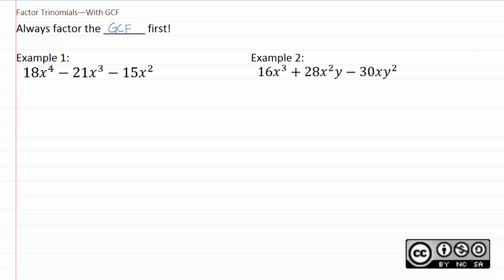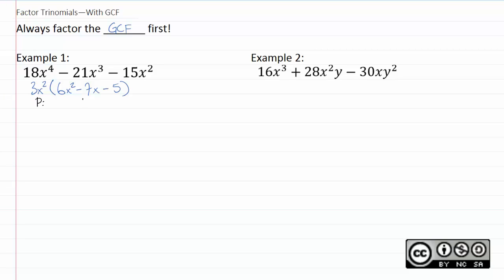For example 1, if you notice, all three coefficients are divisible by 3. And then, as we usually do with GCFs, we take out the lowest power. So I'm going to take out 3x squared. Once you do that, you will get 6x squared minus 7x minus 5. Much easier to deal with. And now when we do the product sum method, you can just ignore 3x squared on the outside. We'll just write it back in when we finish.